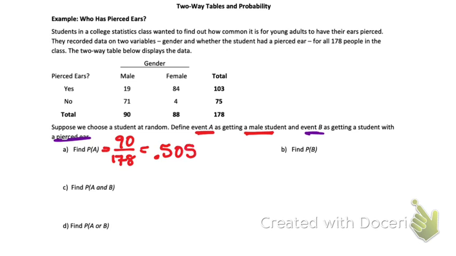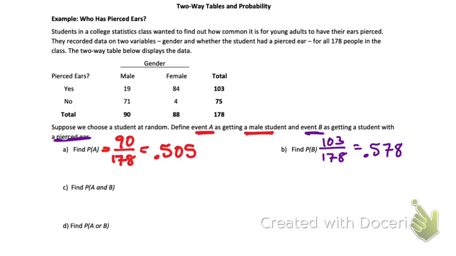All right, over here. I want you to find the probability of B. Now, what am I asking you to find? The probability of B. The probability of what? That the student has their ear pierced. This is the probability the student has their ears pierced. So, how are you going to find that one? 103 over 178. And what is that? 0.578. Perfect.